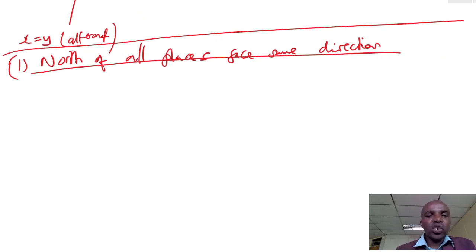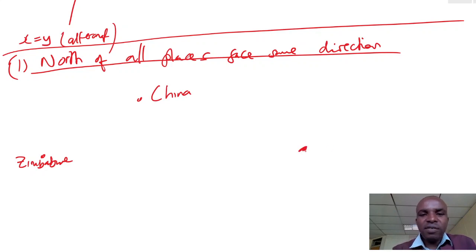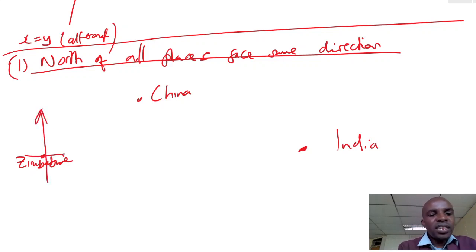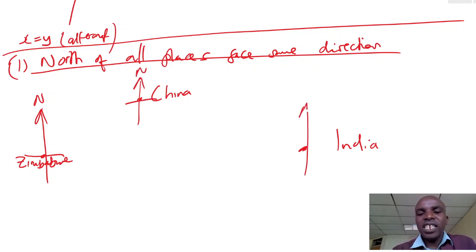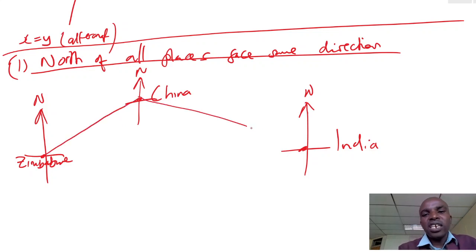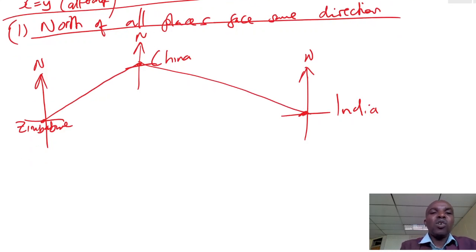Like if I choose places here, I can say Zimbabwe is here. Then here I can have China. Then this side, maybe I can have India. So if I draw, the north of Zimbabwe is this one. North of China is this one. North of India is this one. If we are illustrating, all these lines will be facing upwards. So they always face the same direction, from Zimbabwe to China to India. So north always faces the same direction for all places.